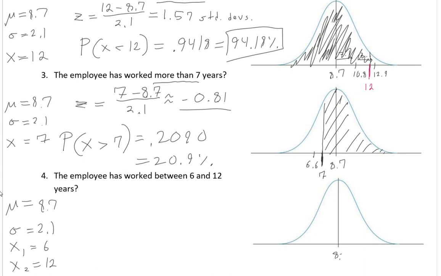Well, 8.7 is there in the middle, and I know 6, if I go one standard deviation, that's 6.6. And then 6 is not quite 2 standard deviations. It's going to be somewhere around here. So that's where 6 is. 12, we actually indicated before, in the second example there. So one standard deviation was 10.8. And then 12 was about another half standard deviation up there. So 12. And we want to find the area here.